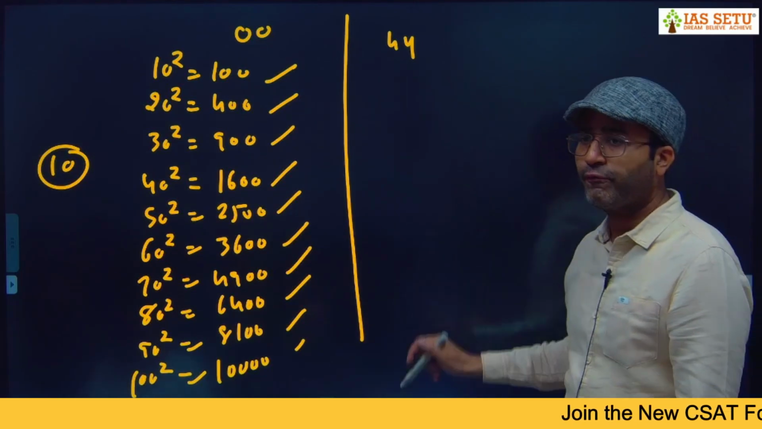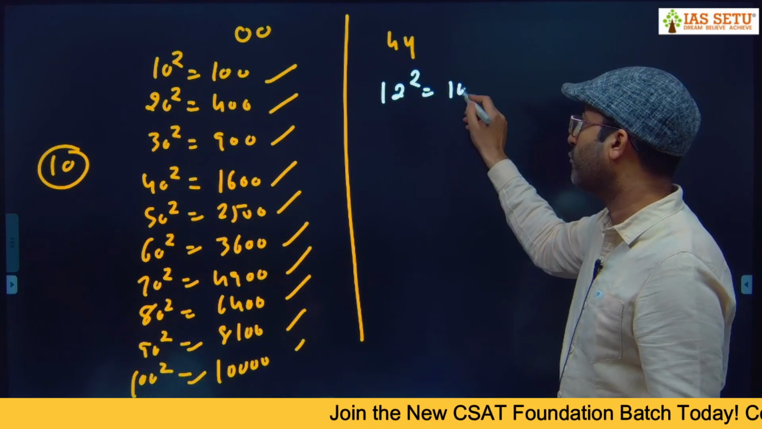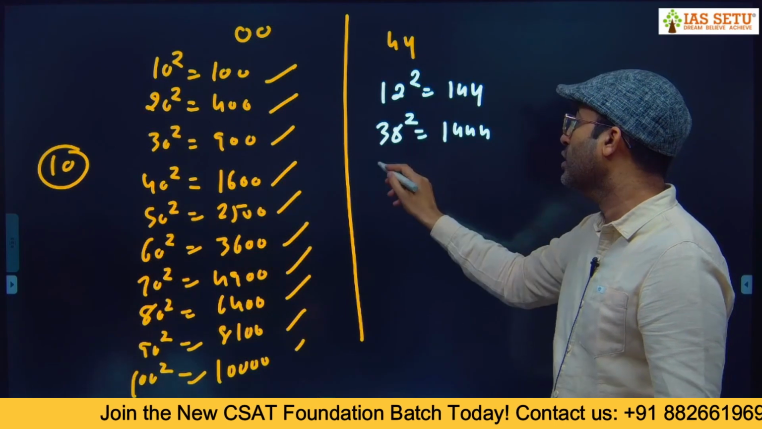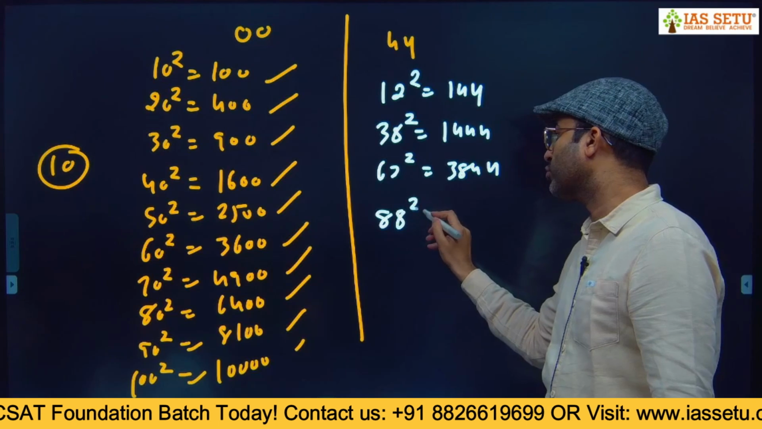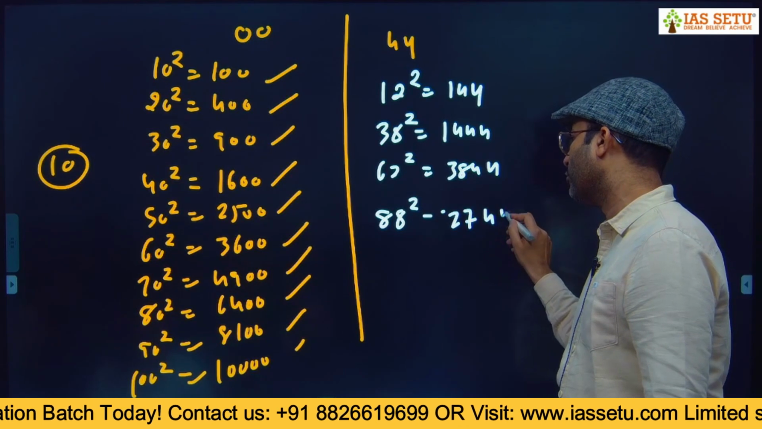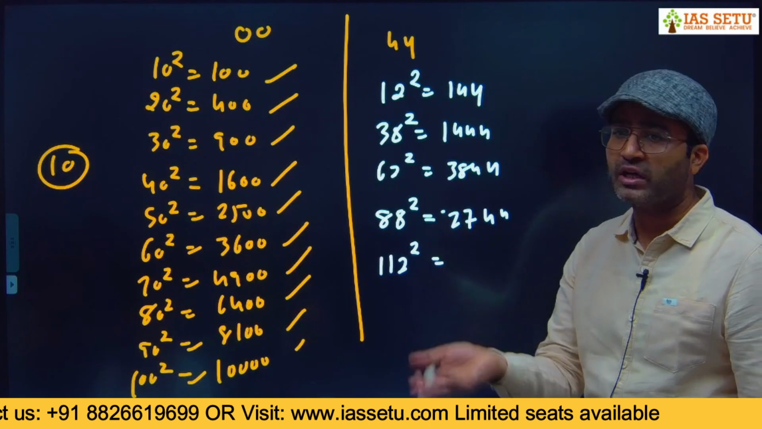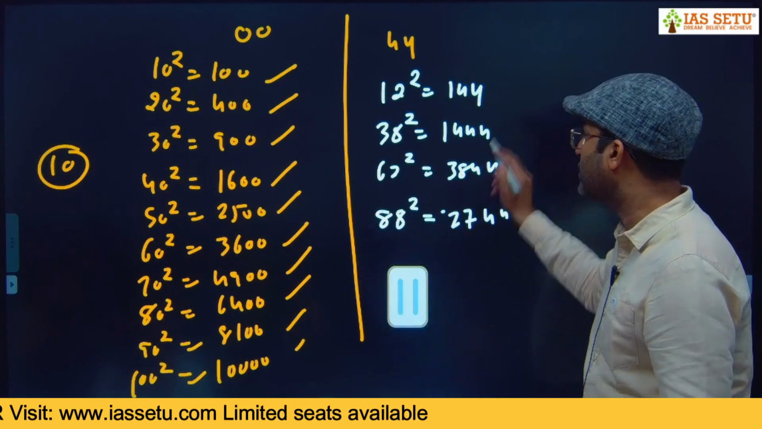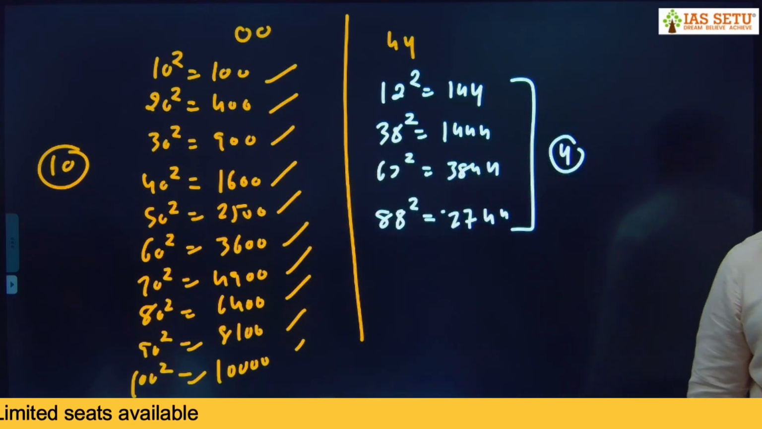What about 44? For 44, what are the observations? 12 square is 144, 38 square is 1444, 62 square is 3844, 88 square is 7744. But the moment you take 112 square, it will be more than 10,000, so you cannot go beyond 10,000. So these are the 4 values where you get 44. These are the 10 values where we get 00.